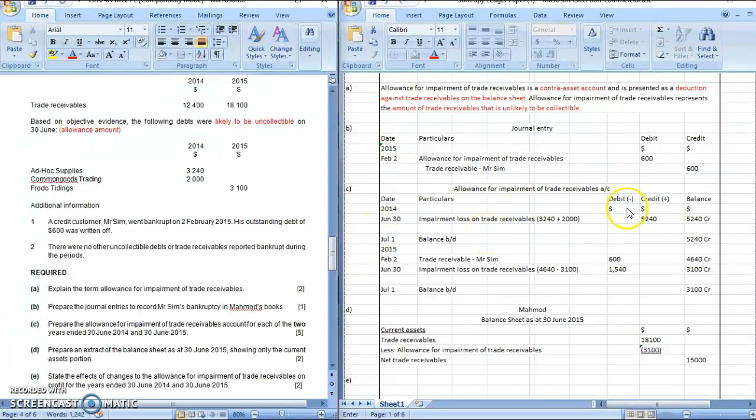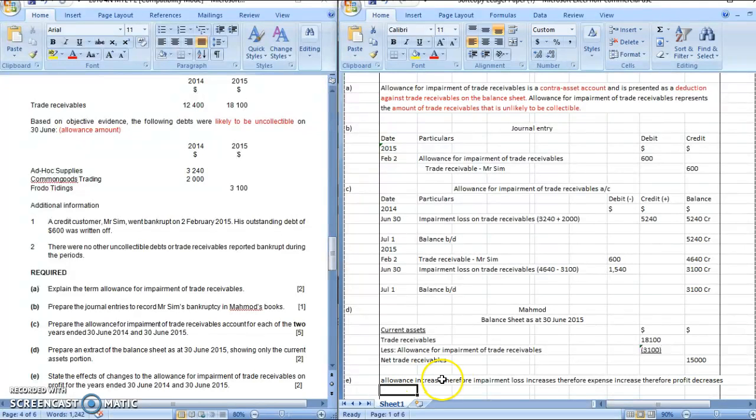Now, whenever your allowance account increases, it means that you would have more impairment loss. When there is more impairment loss, allowance increase, therefore impairment loss increases, therefore expense increase, therefore profit decreases. Simple enough?